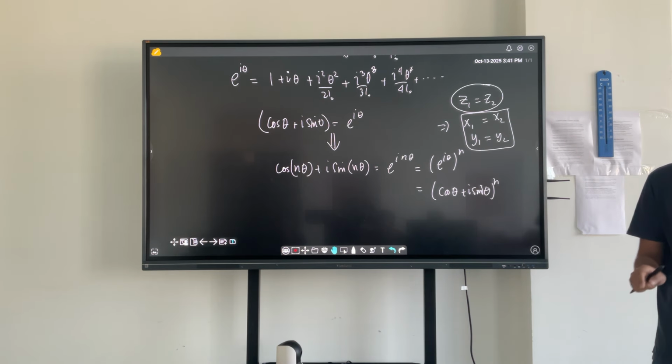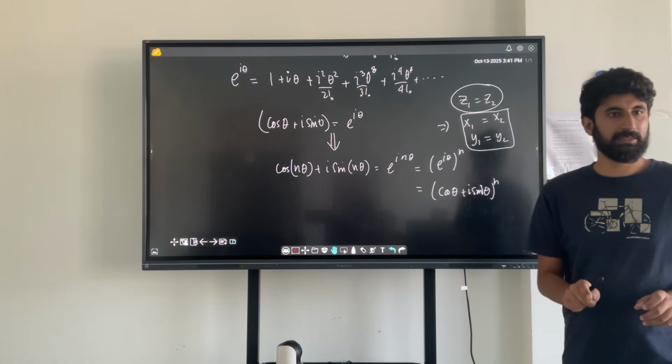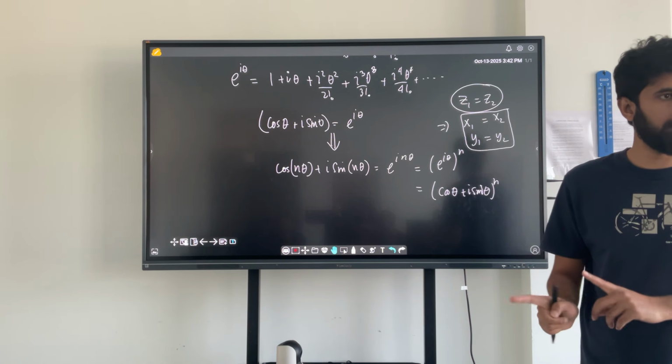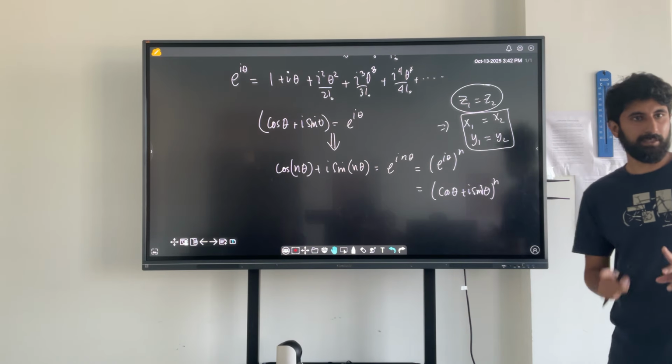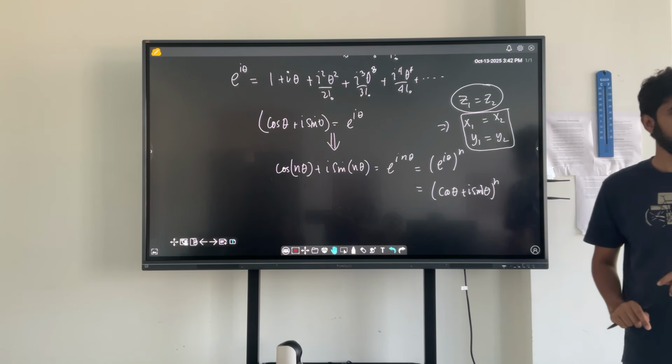Whenever you talk about equating complex numbers, you basically talk about real parts being the same as well as imaginary parts being the same. Only then is the complex number the same.